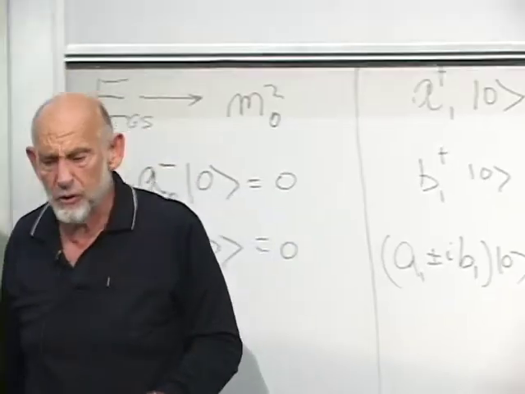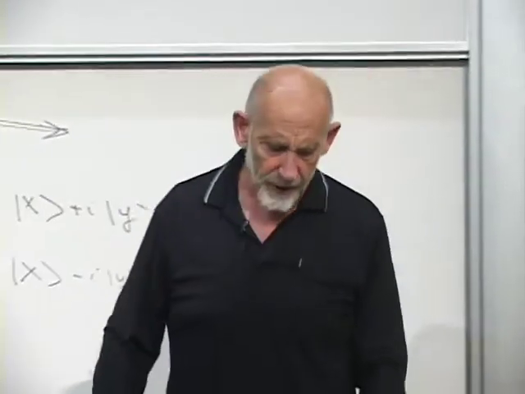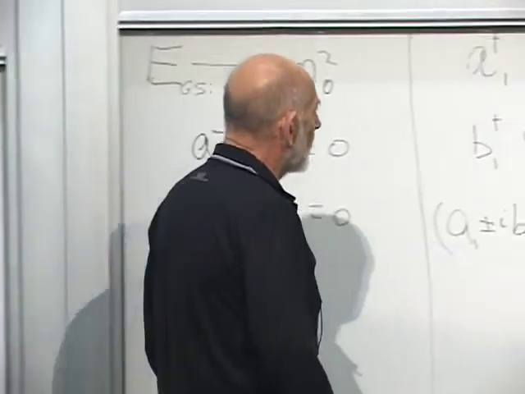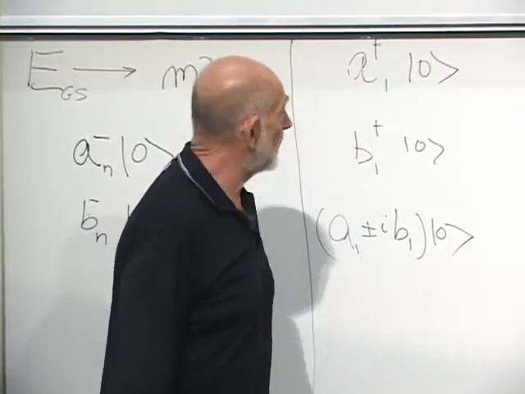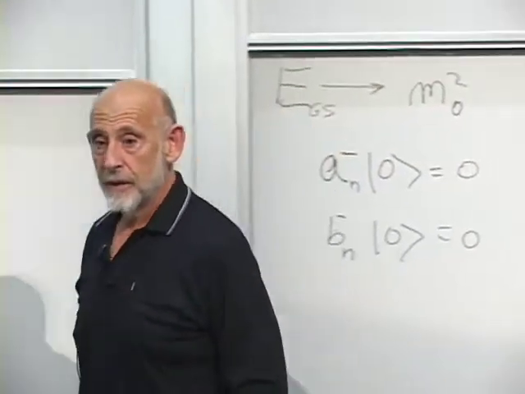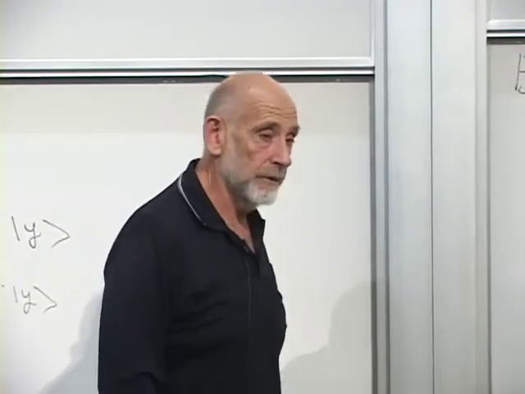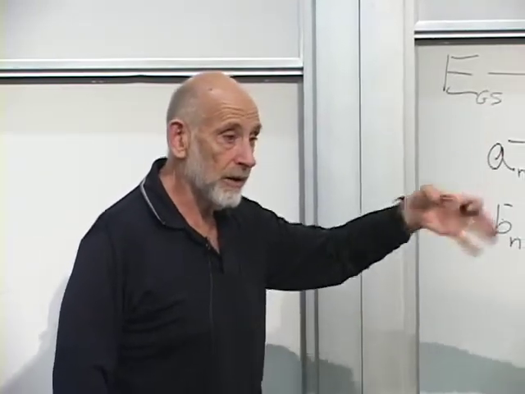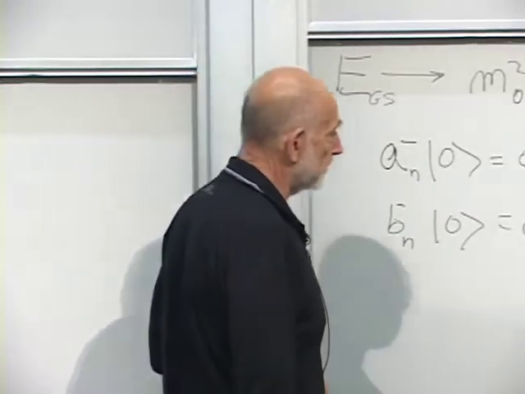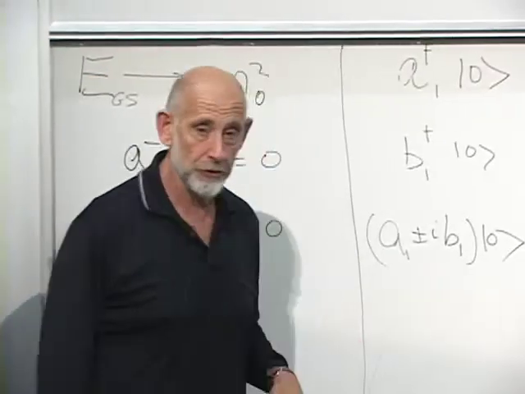Now, this is not easy to visualize. Don't try to visualize it. It's the transformation properties which count. Notice that there is not a third state with the same energy. There is no third oscillator. There's only the X oscillator, the Y oscillator, and that's it. There is no third state. So there is no third polarization state.